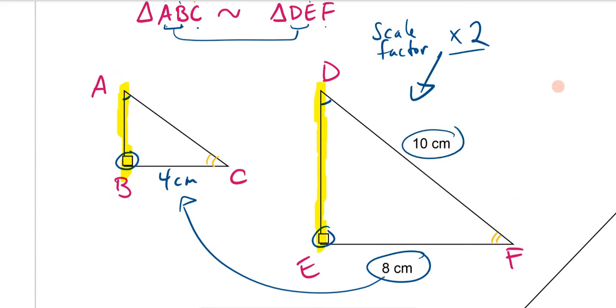Similarly, if 10 centimeters is the length of my hypotenuse here, then the length of the hypotenuse in the smaller triangle is 5. And so that's 5 centimeters, right? And then if I wanted to find AB, I could use the Pythagorean theorem and find out that AB is 3 centimeters, right? And the scale factor of 2 means that DE is 6 centimeters.